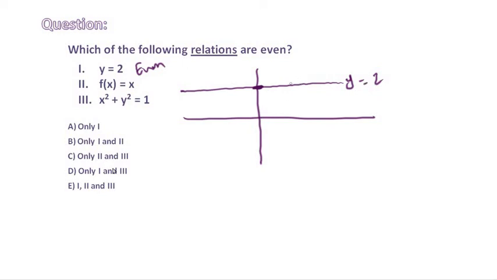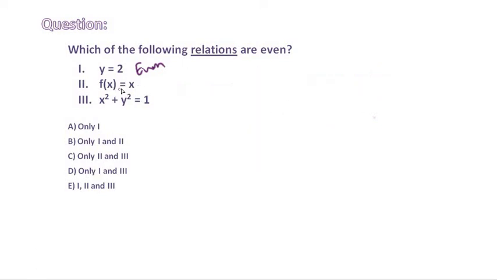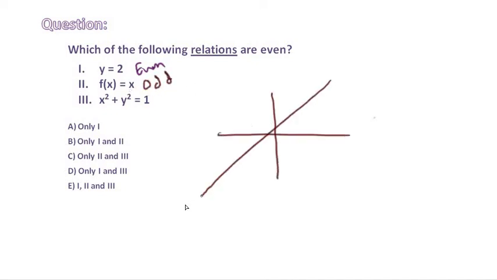So this is the first one. The second one is f of x equals x. This is an odd function as we discussed before. This is a linear function. It passes through the 0. And here its power is 1. It's an odd power.